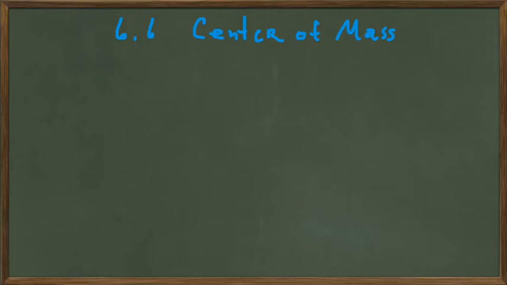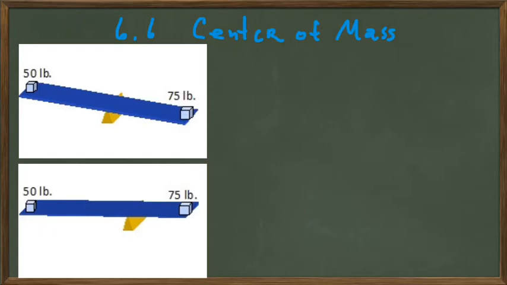So let's take a look at these two pictures first. We have pictured here the same seesaw with a 75-pound weight on the right-hand side and a 50-pound weight on the left-hand side. Clearly, if the fulcrum, the balance point, is right in the center of the seesaw, it's going to tip that way if we put the heavier weight on this side. So what we're trying to figure out is where we should move that fulcrum so that this will balance.